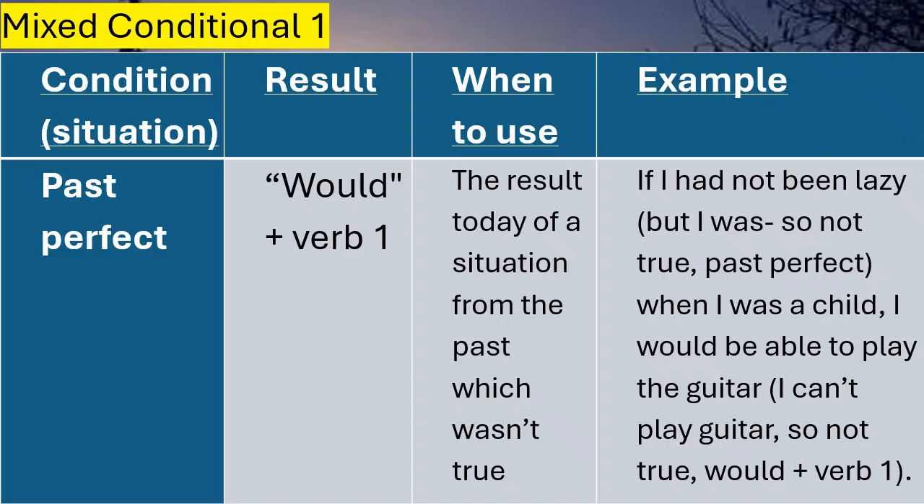So for example, if I had not been lazy, but I was, so not true, and past perfect, I had not been. If I had not been lazy when I was a child, I would be able to play the guitar. I can't play the guitar, so it's not true. It's would plus verb 1, be.